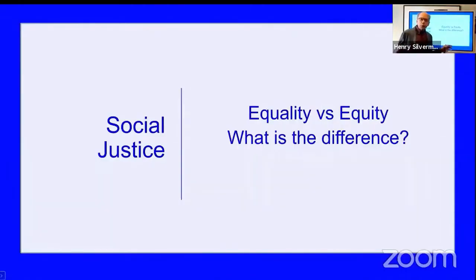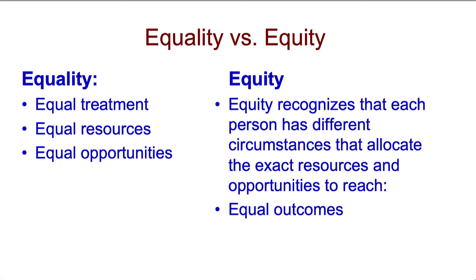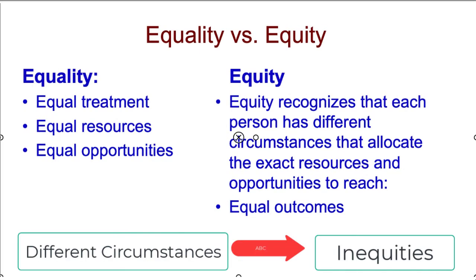And I want to introduce the difference between equality and equity. What is the difference between equality and equity? In this slide, we see equality means equal treatment. People should have equal resources and equal opportunities. However, equity recognizes that each person has different circumstances and allocates the exact resources and opportunities to reach equal outcomes. Essentially, because of the different circumstances, even if people have equal resources, they may not have equal outcomes.